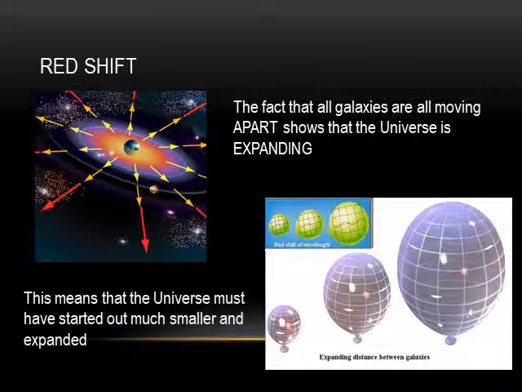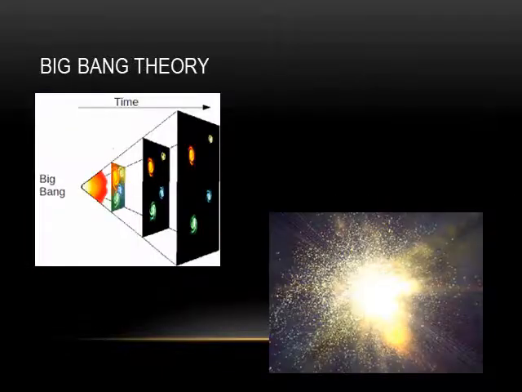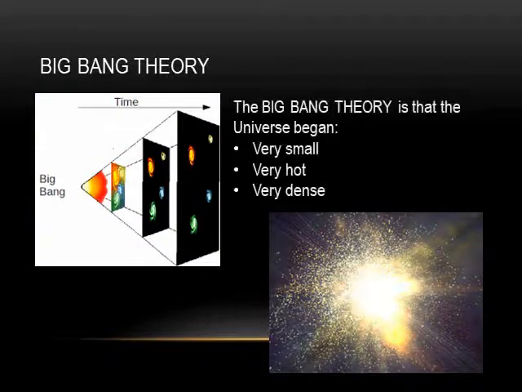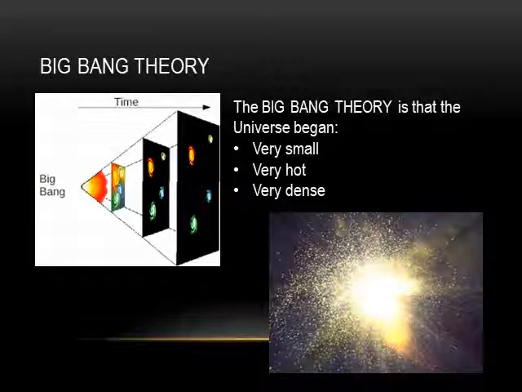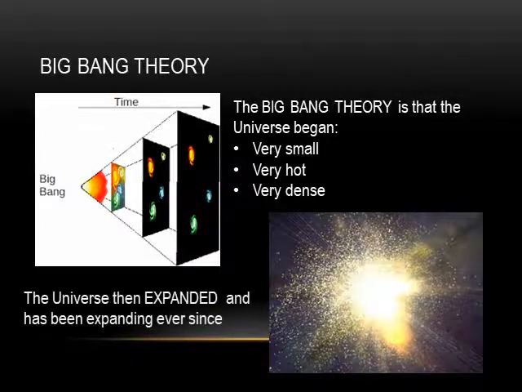Now that means if it's expanding, it must have started out much smaller a long time ago, and it's been expanding. We call this idea the Big Bang Theory. The idea that the universe started off much, much smaller, much, much hotter, much, much denser, and then expanded. And it's been expanding ever since. We can see that expansion with the red shift, the increase in the wavelength of light coming from the galaxies we look at.